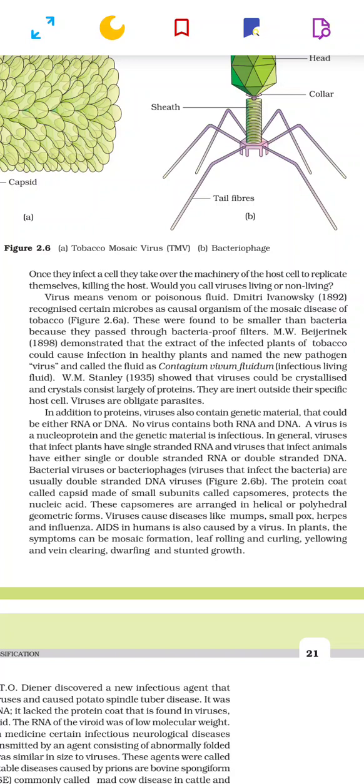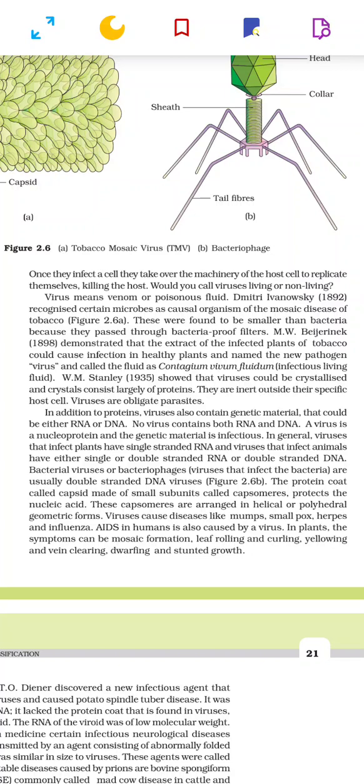W. M. Stanley in 1935 showed that viruses could be crystallized and the crystals consist largely of proteins. They are inert outside their specific host cell. Viruses are obligate parasites. In addition to proteins, viruses also contain genetic material that could be either RNA or DNA. No virus contains both RNA and DNA. A virus is a nucleoprotein and the genetic material is infectious.